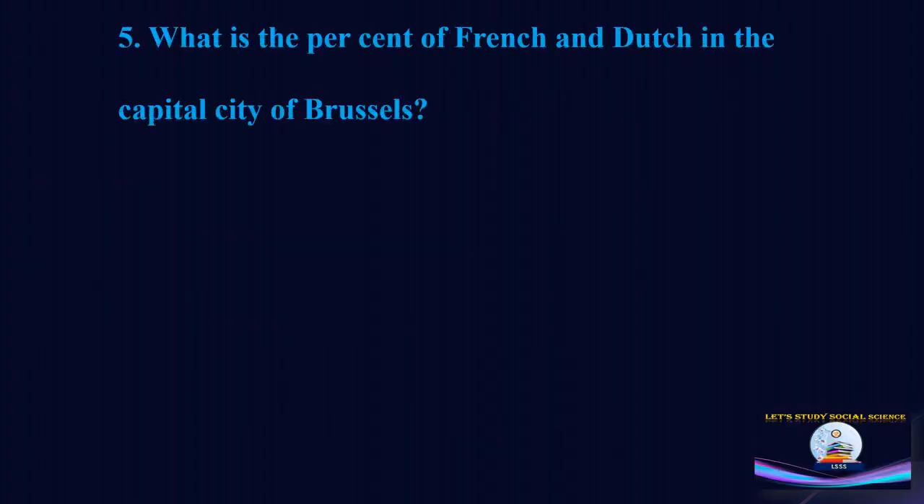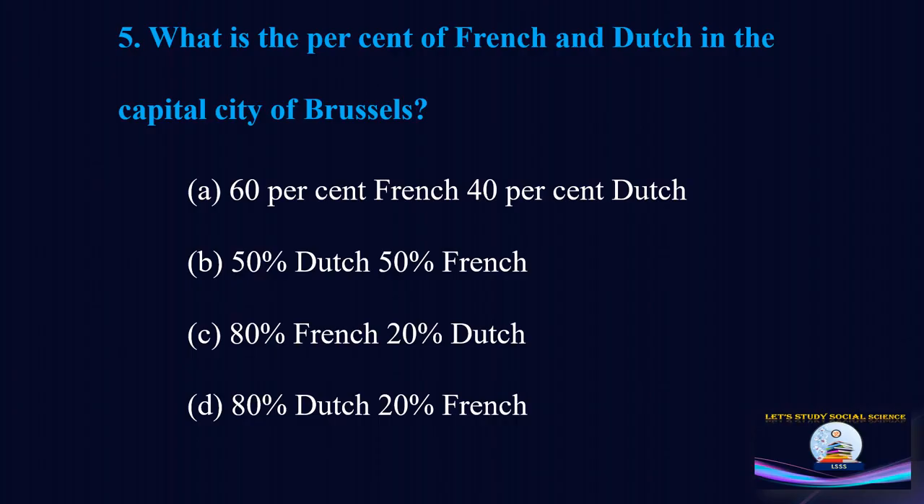What is the percentage of French and Dutch in the capital of Belgium? And the options are 60% French, 40% Dutch, 50% Dutch, 50% French, 80% French, 20% Dutch, 80% Dutch, 20% French. What is the right answer? The right answer is 80% French and 20% Dutch.